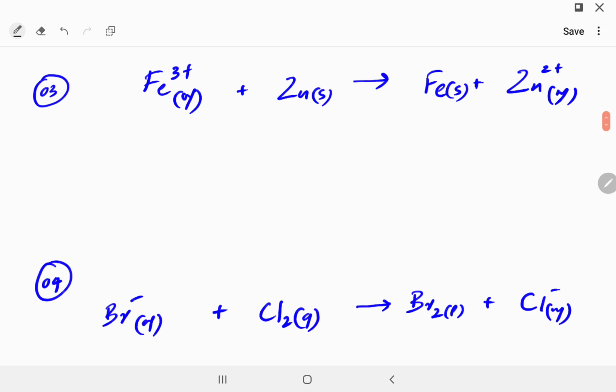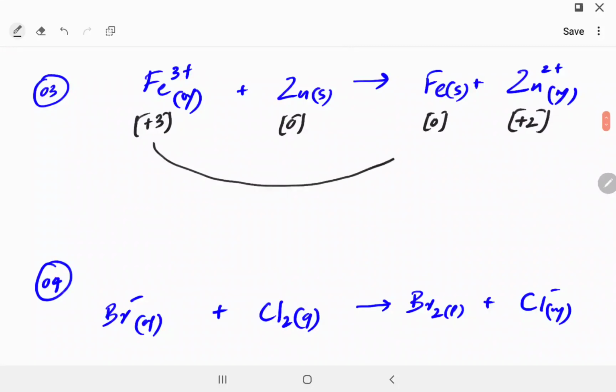First step is to get the oxidation numbers, which is very straightforward now. These are the oxidation numbers for the 4 species involved. Once you have the oxidation numbers down, figure out the oxidation and reduction. For iron, the oxidation number is decreased, so therefore it is reduction. For zinc, the oxidation number is increased, so that is oxidation.